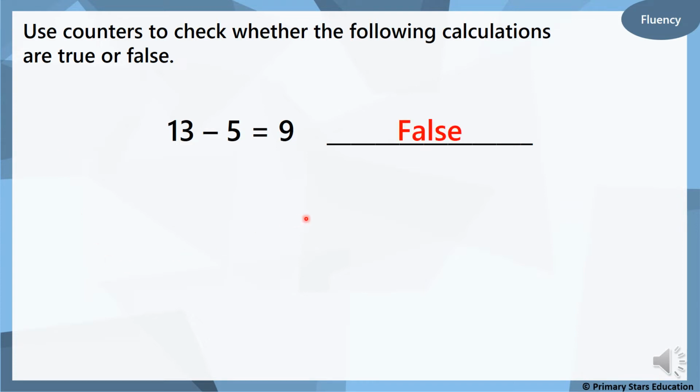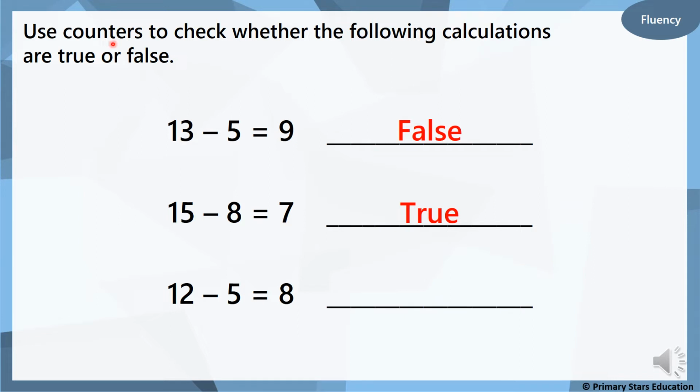Now, did it equal 9? No, it did not. What was the answer? Good, the answer was 8. So for that question here, you've checked that calculation and it's false. Okay, it's false because it is wrong. Okay, this time you need 15 counters. And those 15 counters, I'd like you to take away 8 and see if the answer you are left with is 7. So what answer did you get? See if we agree. It is true. Yes, it is.